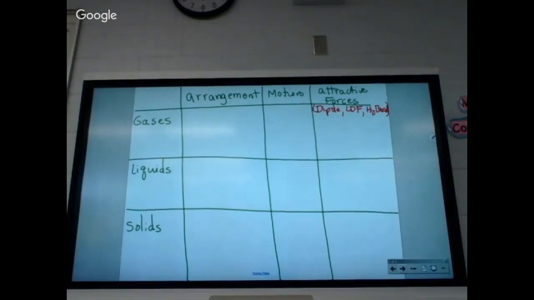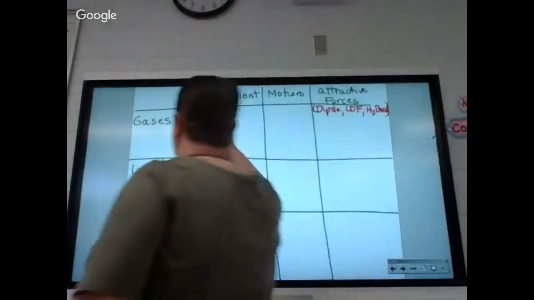Oh, it's dipole. Now, gases. How are gases arranged? Look at your pictures on your paper. How are they arranged? Just spray out. Okay? They have absolutely no arrangement and they're far apart. All right?